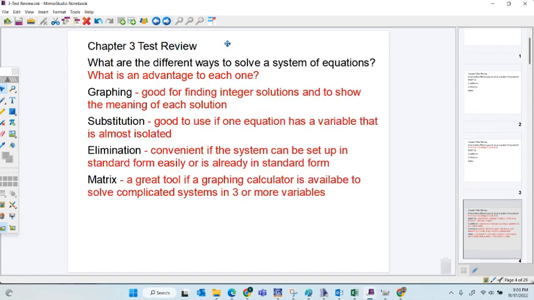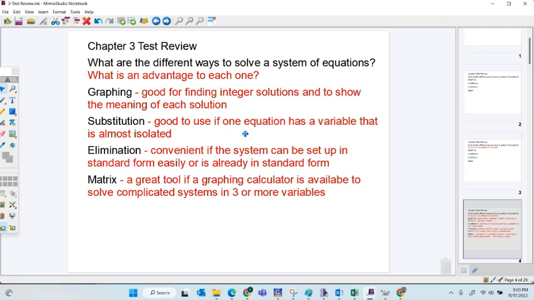Don't forget, you can produce one note card. You don't want to take all of it up on one specific thing, but if you think you'll forget one of these methods, you might want to jot that down. Graphing is good if you want to find integer solutions; fractions and decimals, not so much. It is a little time consuming, but it also helps you to see the meaning of each one of the solutions.